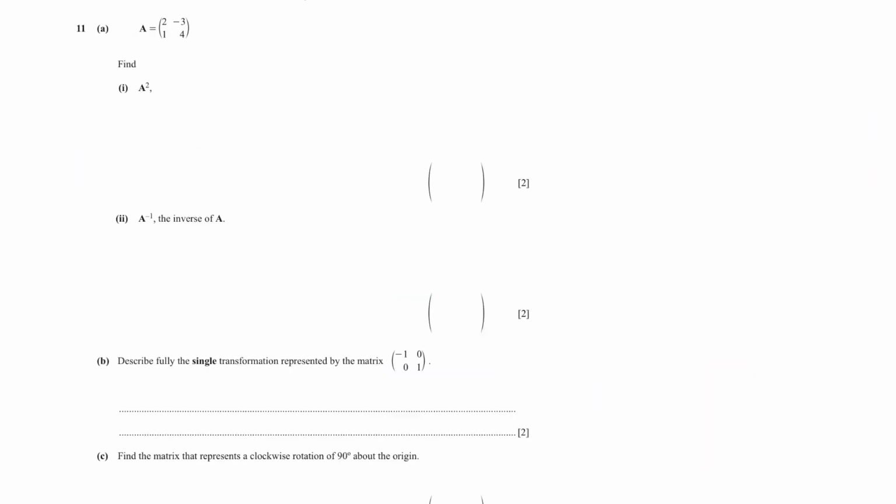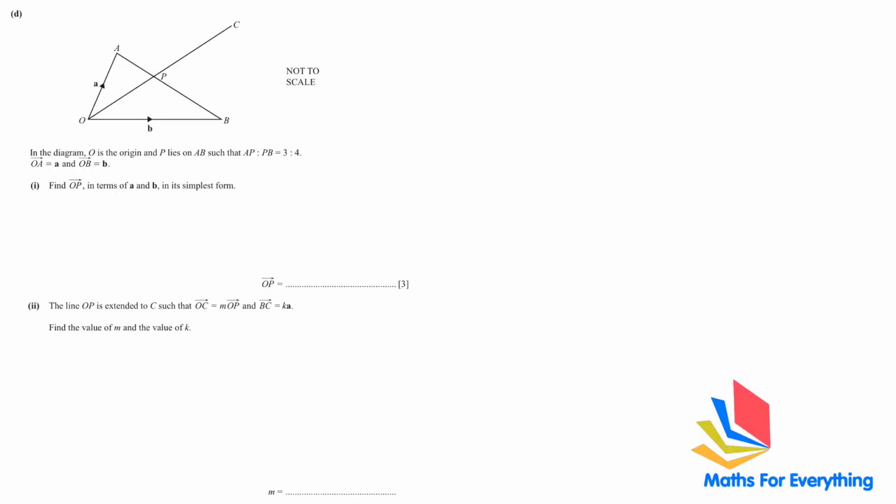Question number 11 is a matrix question, A, B, and C. So this is not a part of our syllabus anymore. We will start with 11D, which is a vector question. In the diagram, O is the origin and P lies on AB such that AP and PB are divided in the ratio 3:4. OA is a and OB is b. Find OP in terms of a and b in its simplest form.